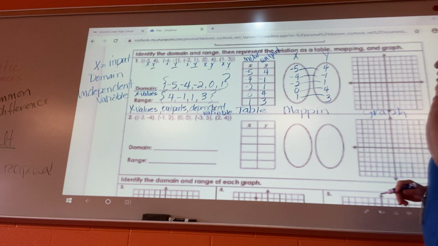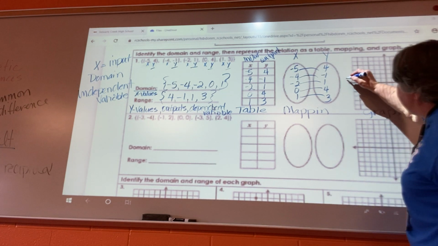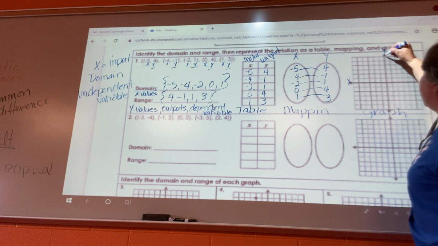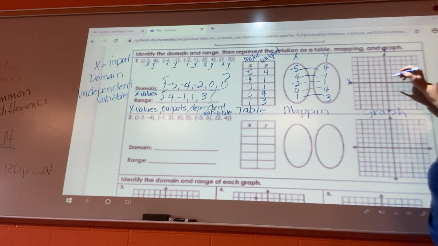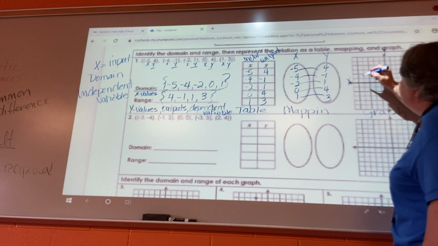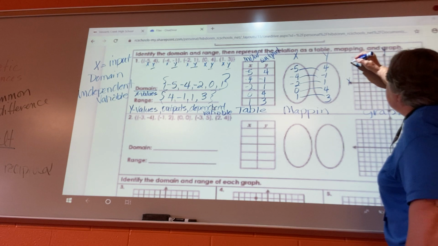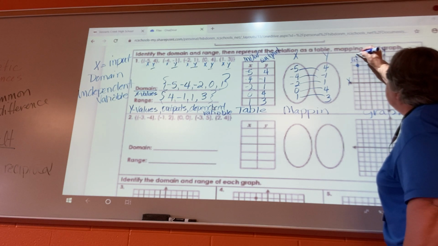Now, for the graph, we just find the ordered pair. This is the X-axis, this is the Y-axis. So I go -5 on the X, and +4 on the Y, so there's your point. That is -5, 4.